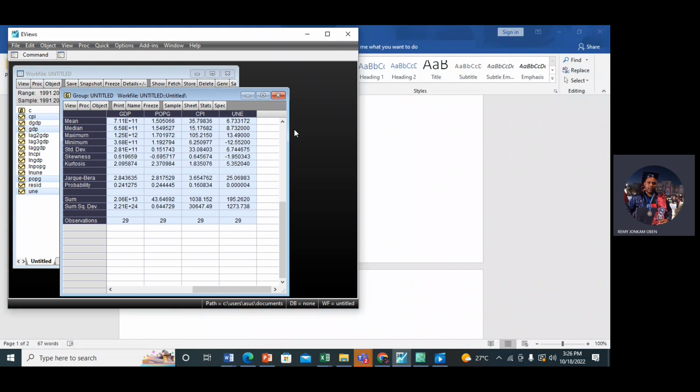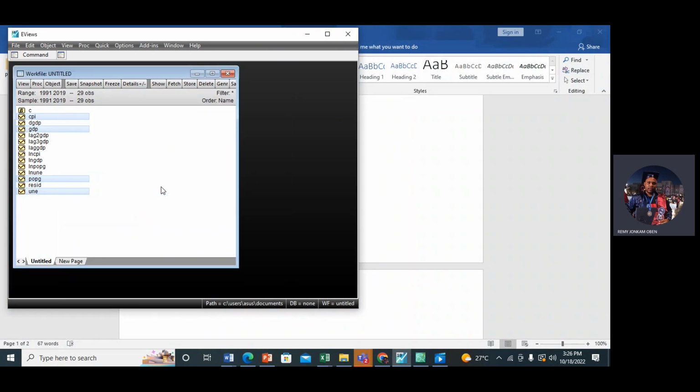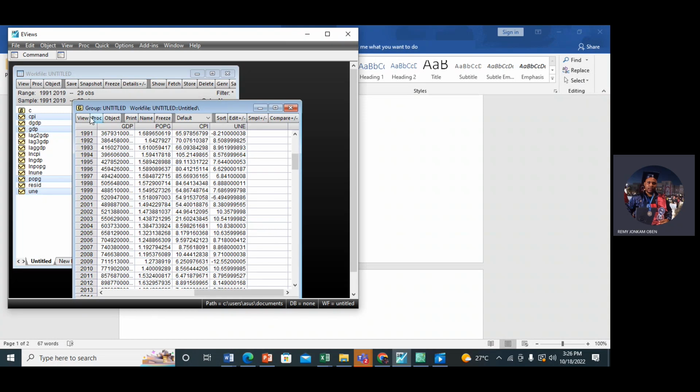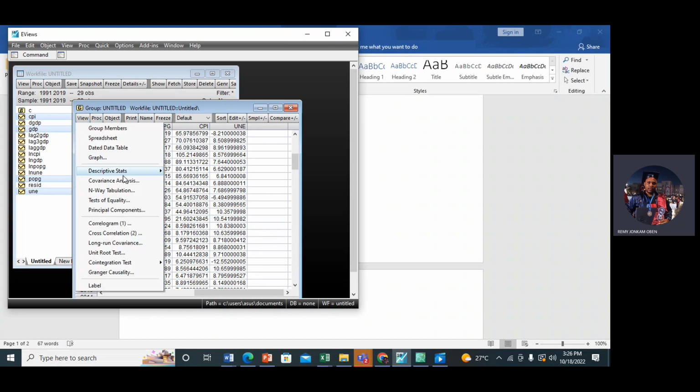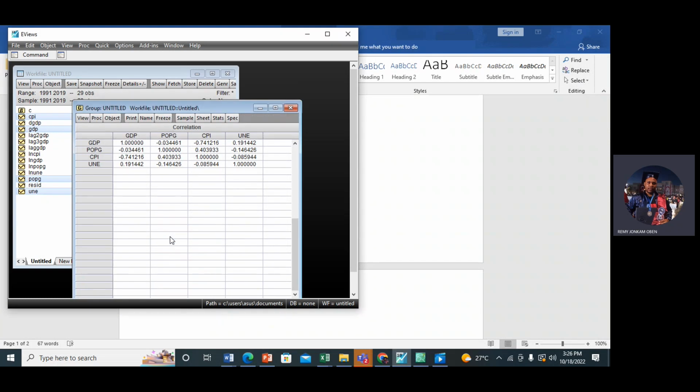Again, I'm deleting. I also want you to explain to me the correlation matrix. So again, I press enter. I go to View. I come to Covariance Analysis. I remove this covariance and I take Correlation. I press enter. This is the correlation matrix.